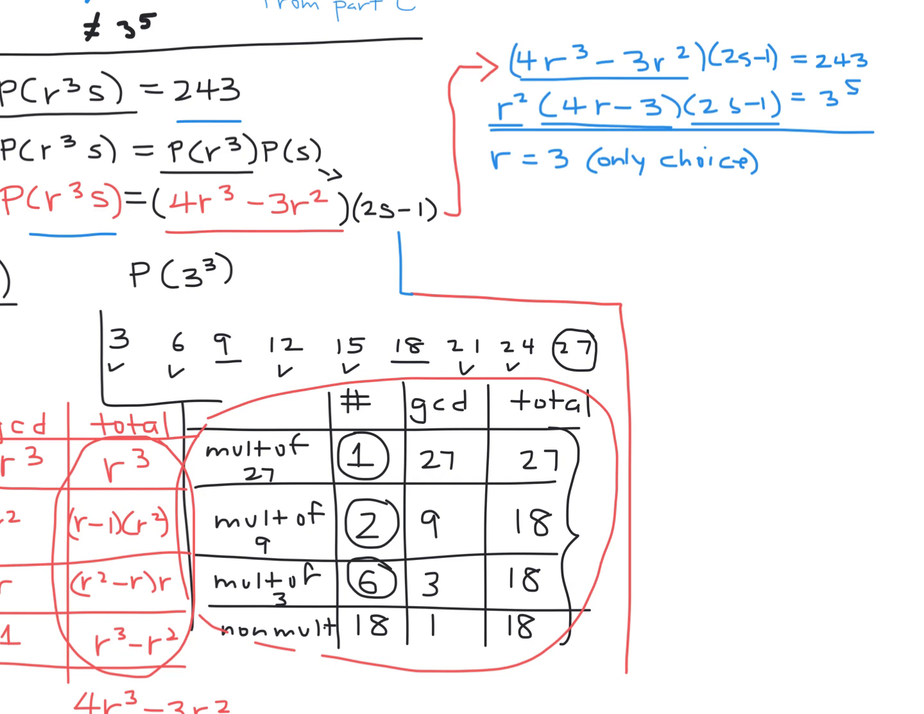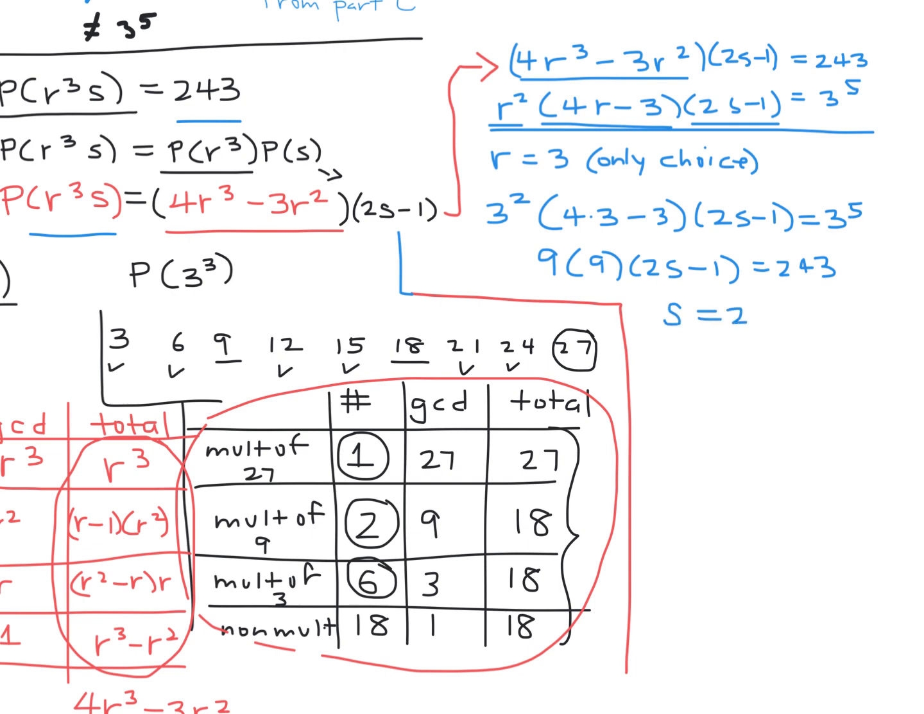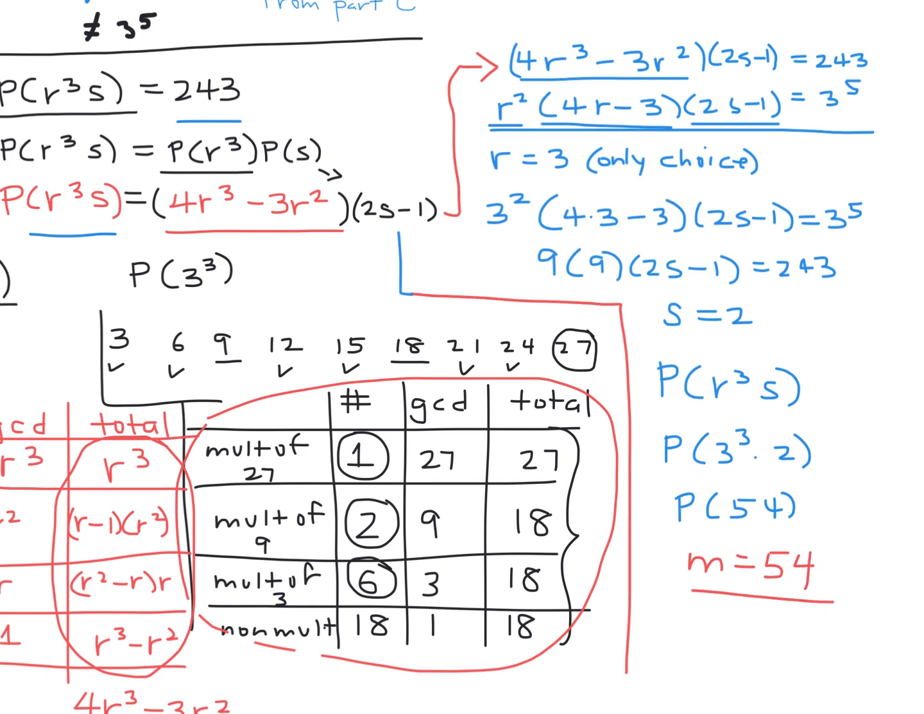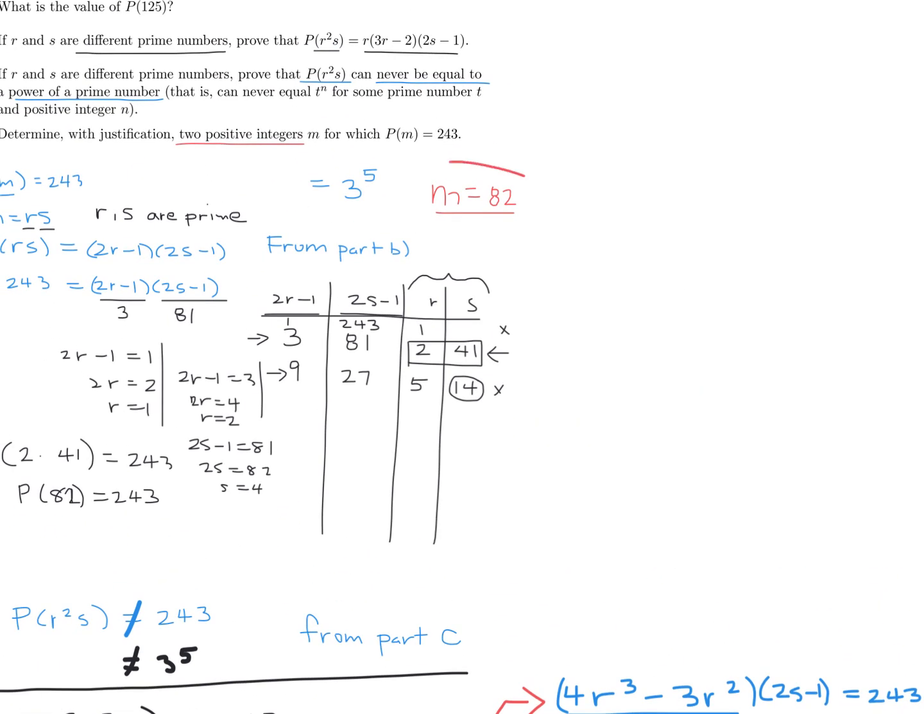If that is the case, then we have 3 squared times 4 times 3 minus 3 times 2S minus 1 is 3 to the power of 5. That's great, because this is 9, this is 9, and 2S minus 1 is 243. When you solve for S, you get S equals 2. So that means that PR cubed S is really P3 cubed times 2, which is P54. And that gives you your second value of m, which is 54. And there you go. 54 is our second value, and up here we got 82 as our first value.